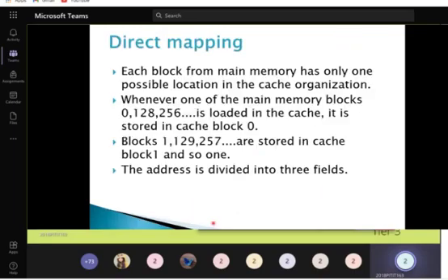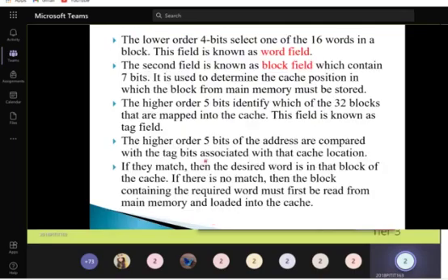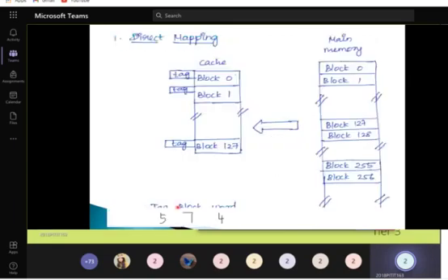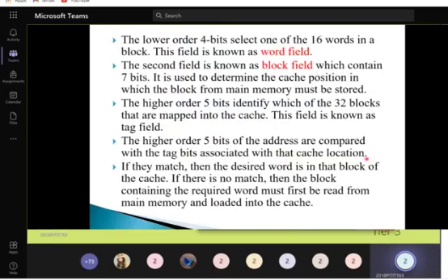Okay, the address is compared with the tag bits associated with that cache location. So if they match, then that particular desired word is in that block of the cache. If there is no match, then the block containing that particular required word must first be read from the main memory. Then only will it be loaded into the cache.